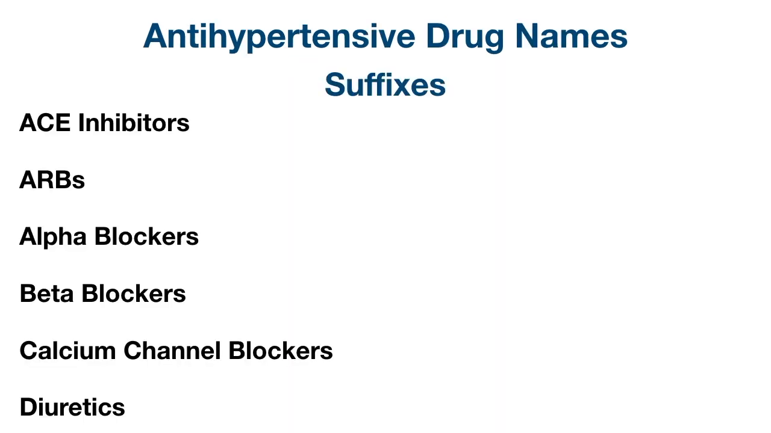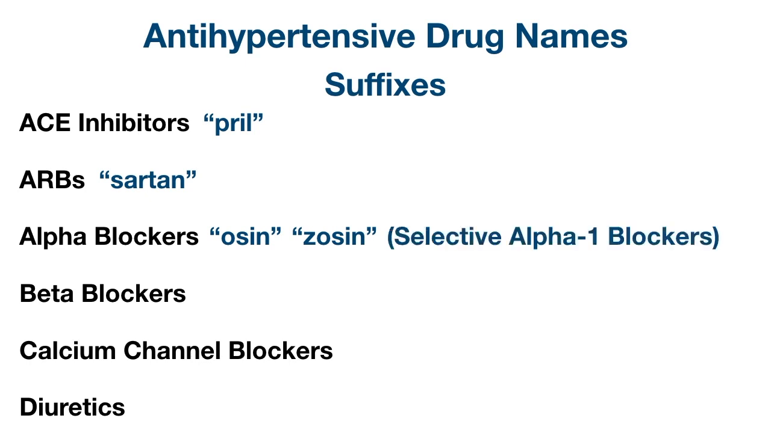There's a simple trick for this using the suffix of each medication. ACE inhibitors usually end in pril. ARBs typically have the suffix sartan, alpha blockers end in osin, and many of the alpha blockers specific to treating hypertension end in zosin with a Z. The suffix osin or zosin applies to selective alpha-1 blockers.